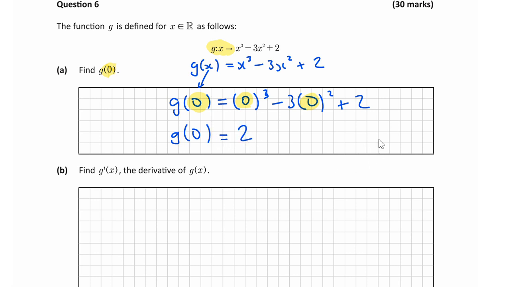Now, something to bear in mind, just in case you're ever asked to sketch at the end of this question or anything like that, that is a coordinate pairing on your graph there. When the input is 0, the output is 2. And that often comes up, so just watch out for that.